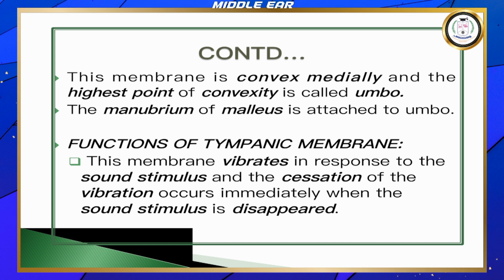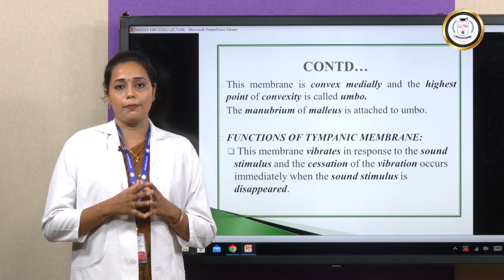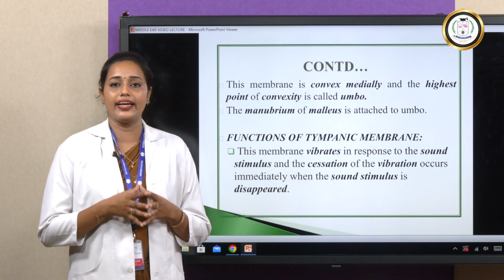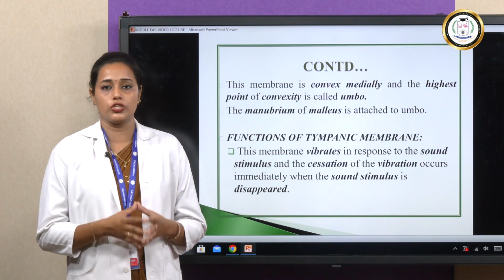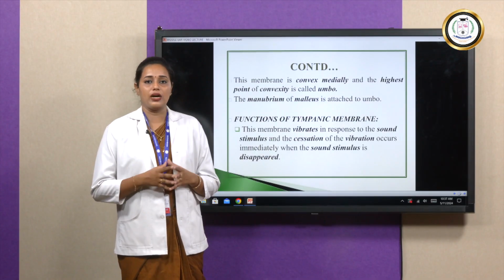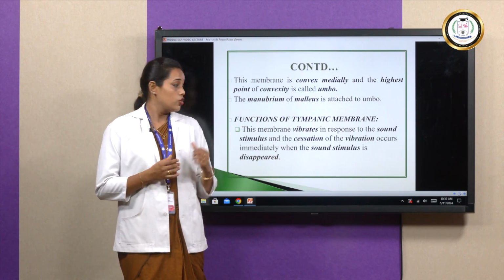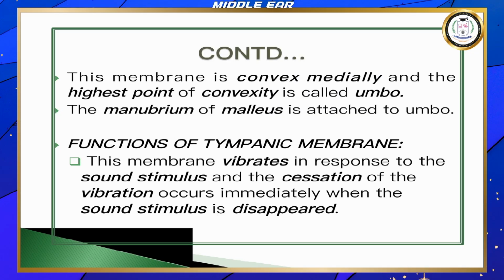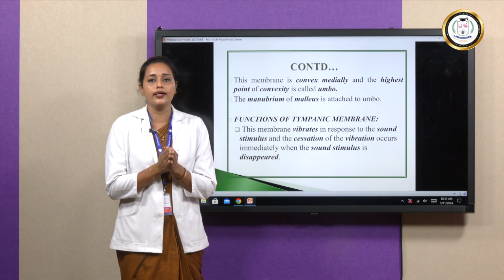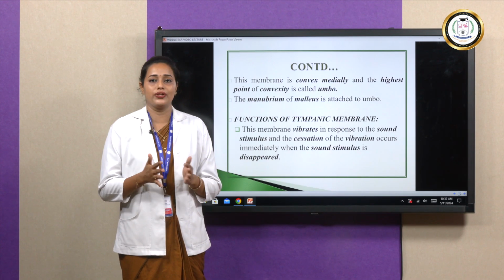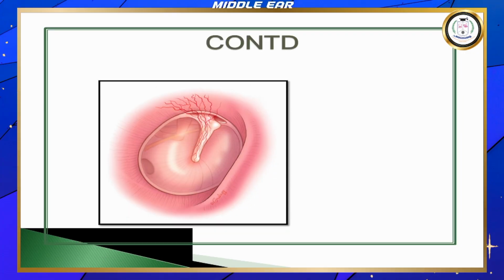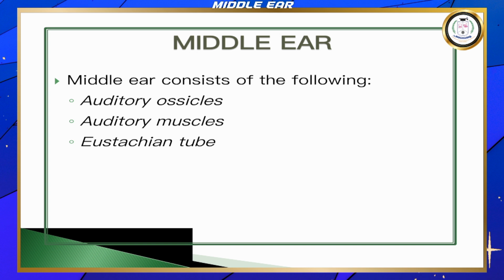The highest point of convexity is called as umbo. The manubrium of the malleus bone will be attached to this structure, which is called as umbo. So now we will discuss about the functions of tympanic membrane. This membrane vibrates in response to any sound stimulus. The cessation of this vibration will occur immediately after the sound stimulus disappears. So we have a picture representation of this structure umbo, which is the highest point of convexity in the tympanic membrane. Now we'll discuss about the structures in the middle ear.